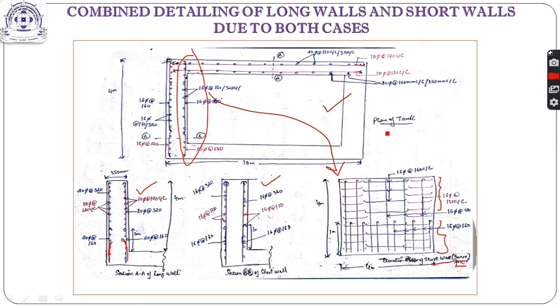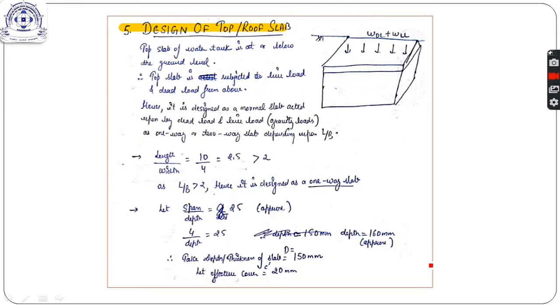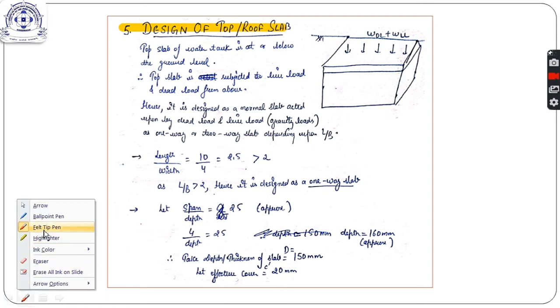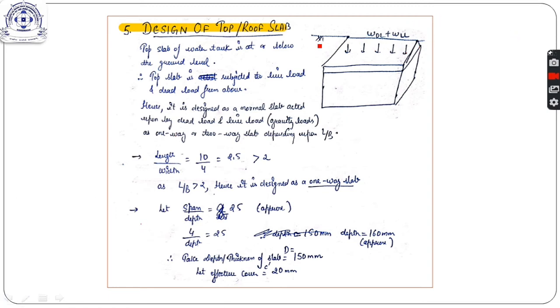Now we still have to design two more components, that is the top slab and the base slab. As we have completed the design of long walls and short walls of this rectangular underground tank, we will proceed to the next component, that is the top slab of the tank. First of all, the top slab is subjected to the live load and dead load due to any structure or anything which is moving on the ground surface or available on the ground surface.